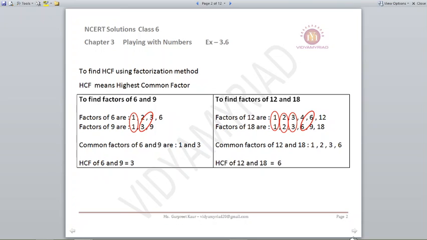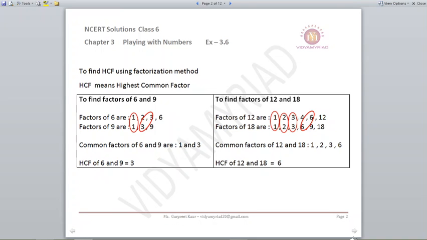Same way, let's find out the factors of 12 and 18. For 12, we have 1, 2, 3, 4, 6 and 12. And for 18, we have 1, 2, 3, 6, 9 and 18. Among these two, we have some numbers which are in both, like 1, 2, 3 and 6, and among these which is the highest number? 6. So the highest common factor of 12 and 18 is 6. This is the way we find it with the help of the factorization method.